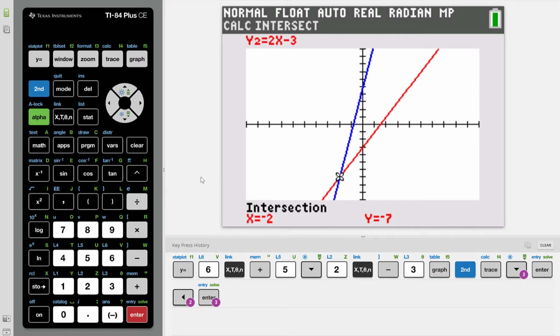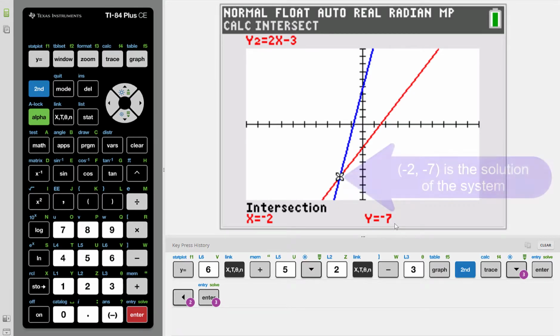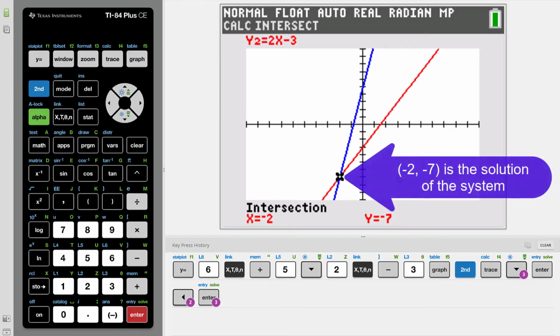And this tells us the solution to our system of linear equations. It says here for intersection x equals -2 and y equals -7. This means that the solution to this system of linear equations is going to be the ordered pair (-2, -7).